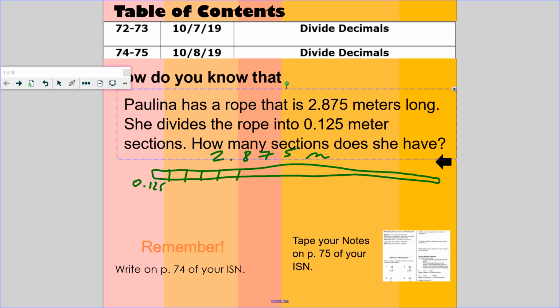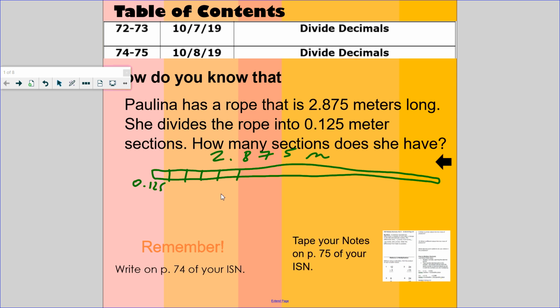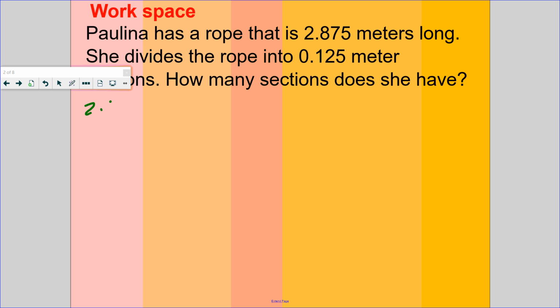So is that an example of multiplying or dividing? Because you could keep adding 0 and 125 thousandths over and over until you reach this number. Or you can subtract and take away 125 thousandths from this starting number over and over. Repeated subtraction is dividing. So let's set up our division problem. So it's 2 and 875 thousandths divided into 0 and 125 thousandths.